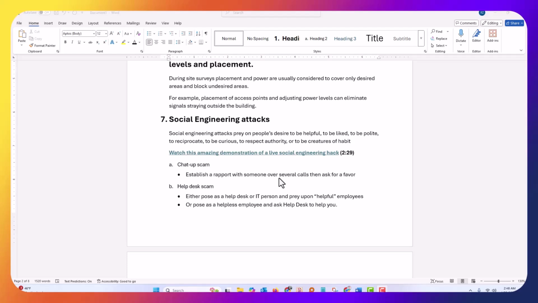The help desk scam can go 2 different ways. You can either pose as a help desk person, an IT person, and prey upon the helpful employee. Hey, this is IT. Would you help me out with this? And then you ask them to do something. Or you can pose as the helpless employee and ask the help desk to do something for you. So this is the total switch around here.